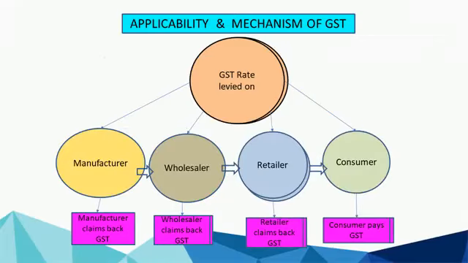In the next point, I am going to explain about applicability and mechanism of GST. GST rate is levied on 4 persons: manufacturer, wholesaler, retailer and consumer. Manufacturer claims back GST through ITC on purchase of raw material. In the same way, the wholesaler claims back from the manufacturer. Retailer avails ITC and claims back. Finally, the ultimate burden falls on the consumer.